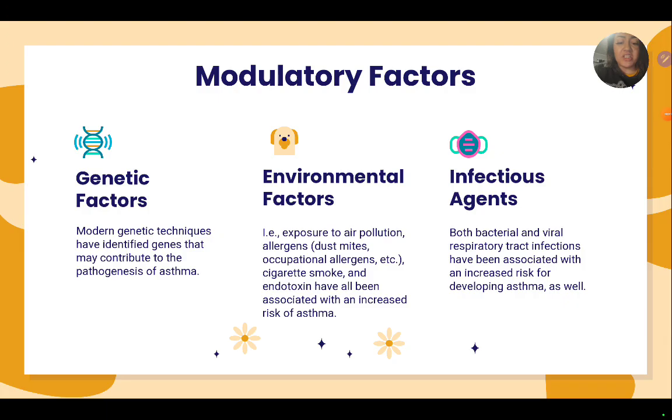Then, there are modulatory factors that research suggests may play a role in the development of asthma. These include genetic factors, environmental factors, such as exposure to air pollution or other allergens in the environment, and infectious agents, such as both bacterial and viral respiratory tract infections, which have been associated with an increased risk for developing asthma.